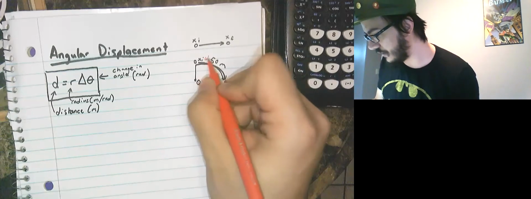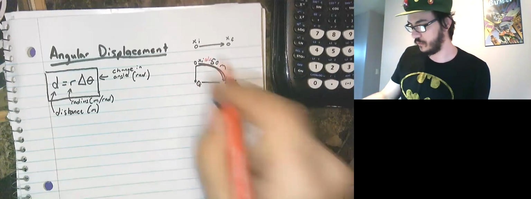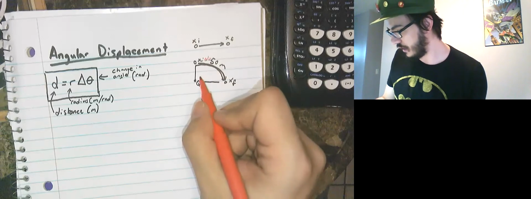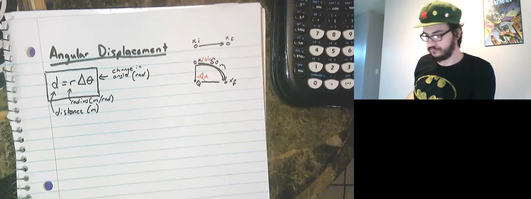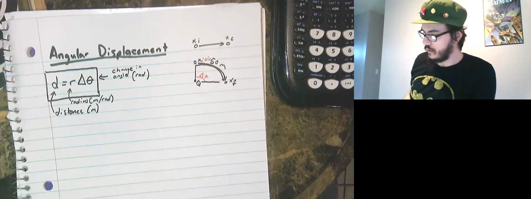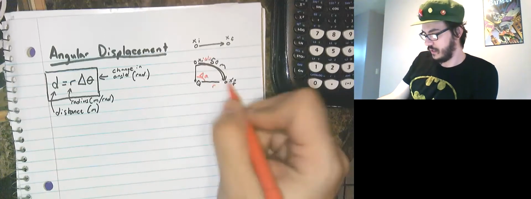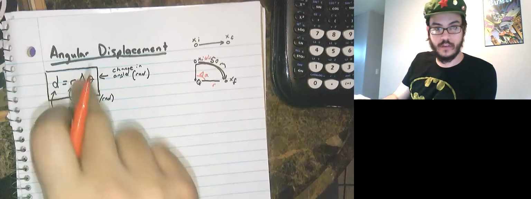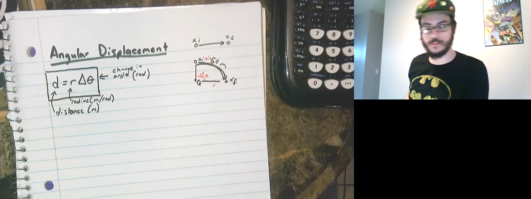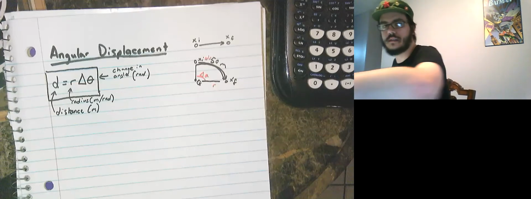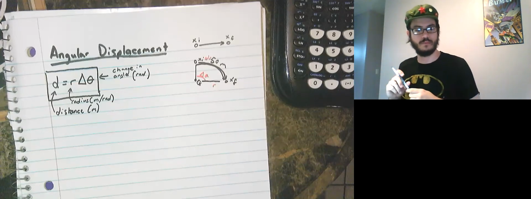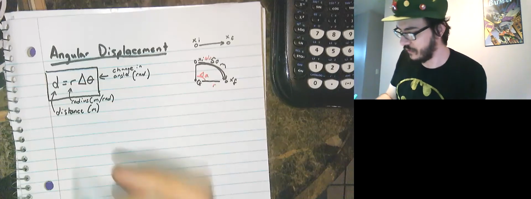Okay. Just to add onto my drawing here, this would be the distance. And here we have the change in angle. And if you see, your radius would be here. There are the three parts of this formula drawn out for you. That's easy and almost boring. So let's move on to something else.